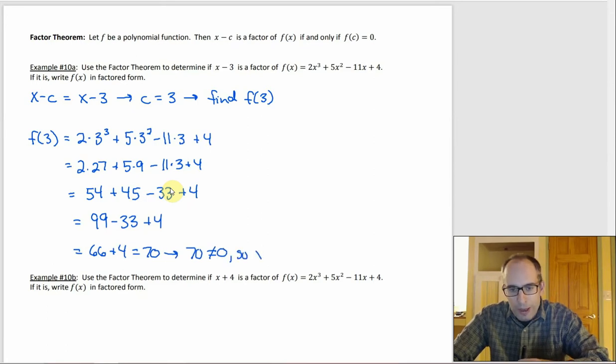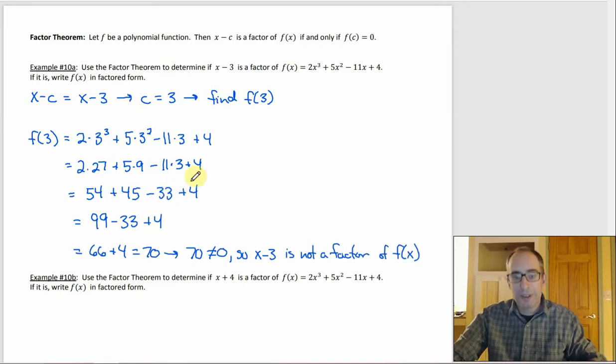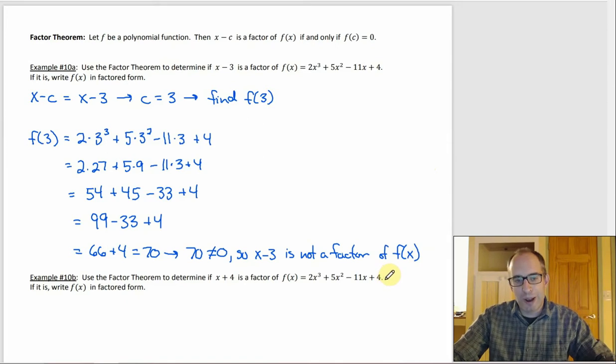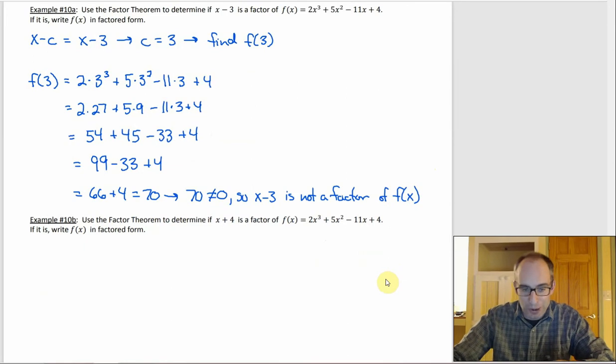So x minus 3 is not a factor of f of x. All right, so that one's not. And since it's the same polynomial here in 10b, you can probably guess that 10b is, and that is true. It does work. So I just wanted to go through what it looks like when it actually works, because you do have an extra step at the end there.